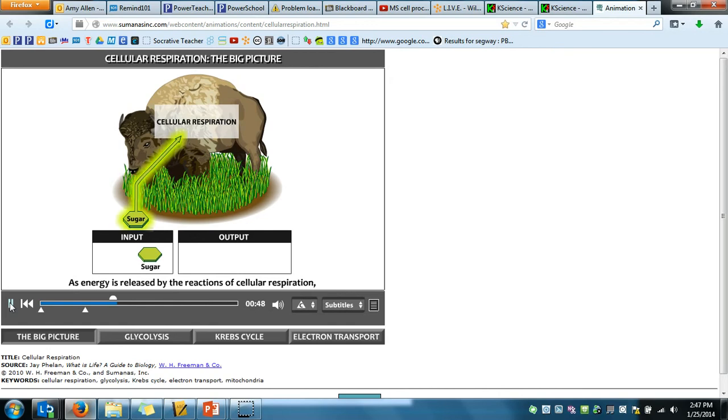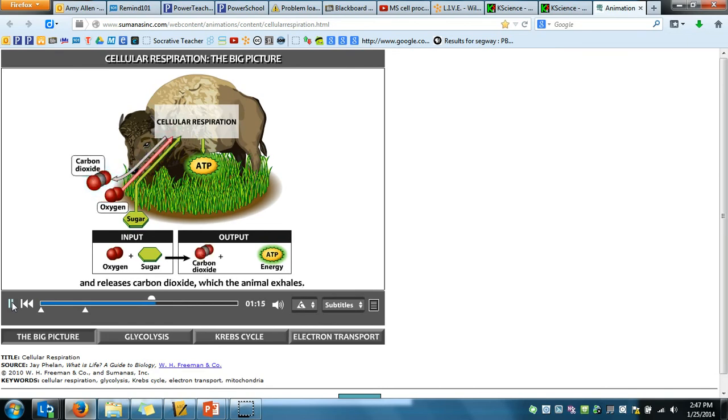As energy is released by the reactions of cellular respiration, cells capture and store the energy in the bonds of ATP molecules, the chief energy currency of the cell. So the bison takes the sugar, eats it, and the mitochondria in its cells turn it into this molecule called ATP. This plentiful, readily available stored energy in ATP can then be used as needed to fuel the activities of the organism. Cellular respiration requires oxygen, which the animal inhales, and releases carbon dioxide, which the animal exhales. Water is also released during these reactions.